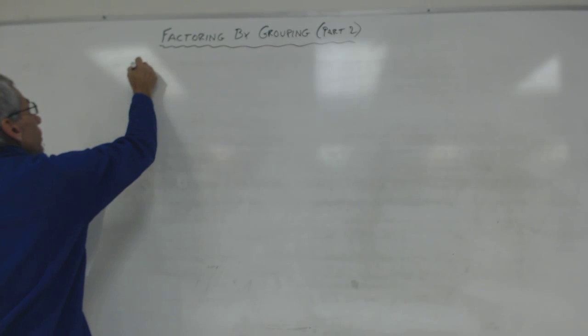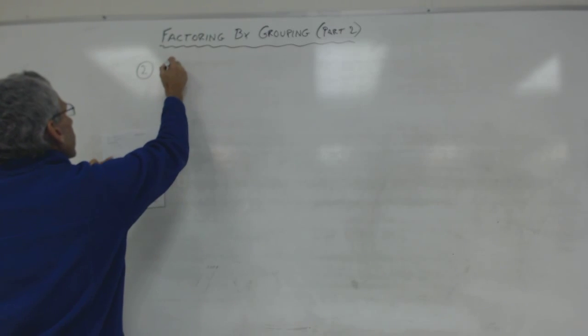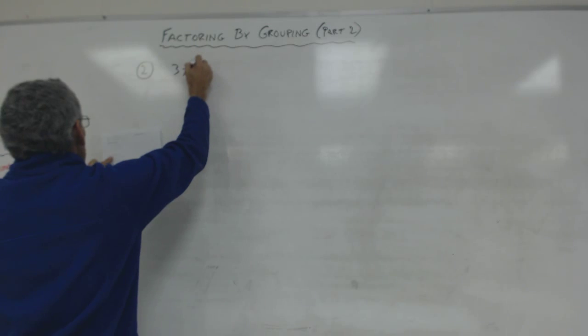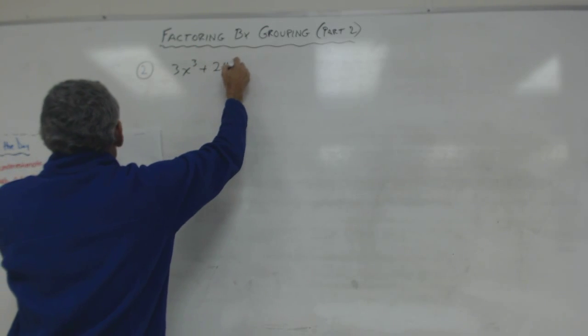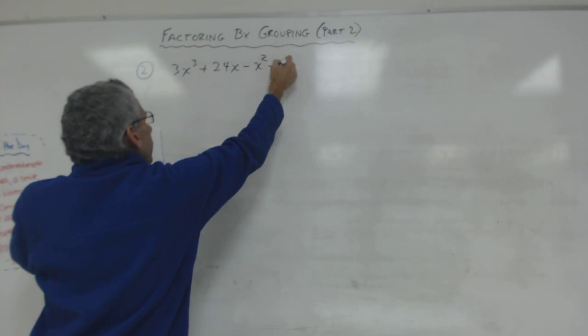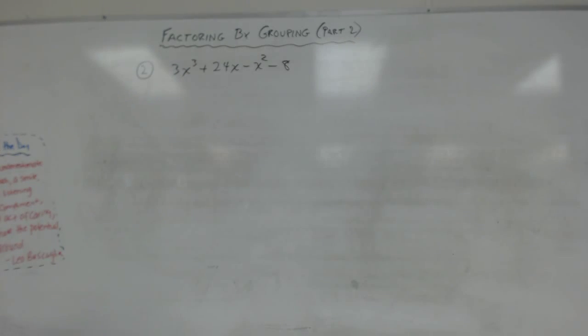So number 2. This one will have a negative in it. Hopefully this works. 3x cubed plus 24x minus x squared minus 8. I hope that works.